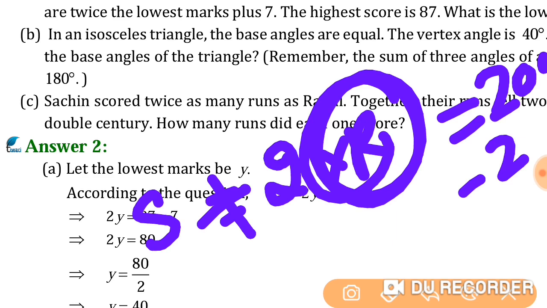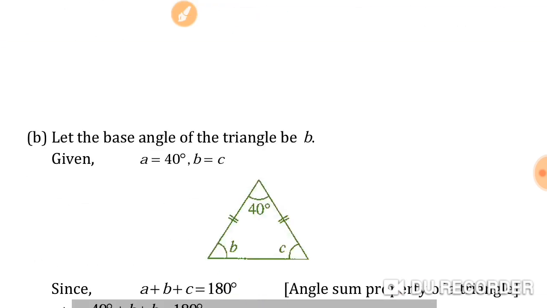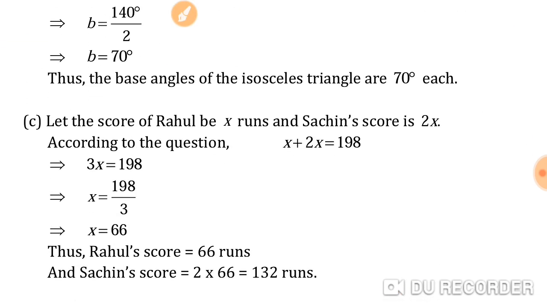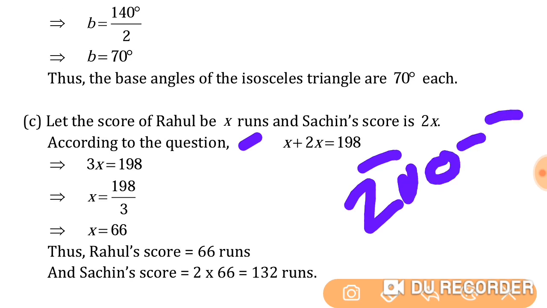How many runs did each one score? So this is C1. Let the score of Rahul, because Sachin is compared to Rahul, mean Rahul's runs we have to take as a variable. So Rahul as X, Sachin's score is 2X. According to the question, X plus 2X is equal to 200 minus 2, that is 198.